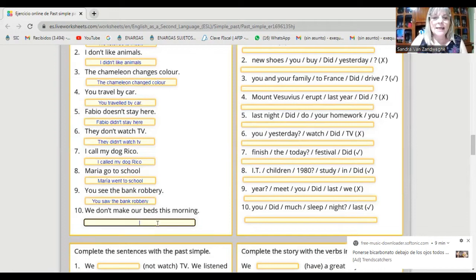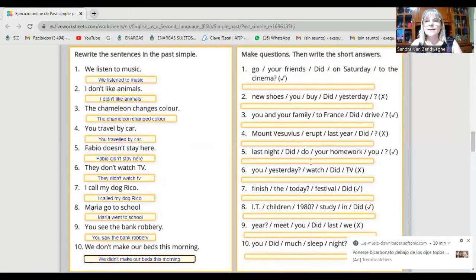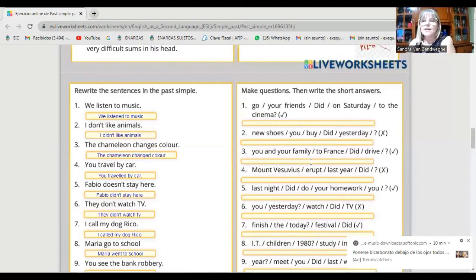We don't make our beds this morning. We didn't make our beds this morning. Okay, next. Make questions, then write the short answers.